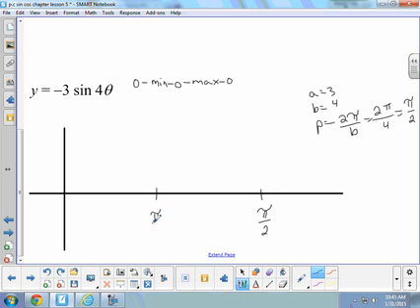Half of that would be pi over 4. Right there would be pi over 8. And 3 pi over 8. And our amplitude is 3. So I'm going to start at 0, min, because of that negative sign, 0, max, 0. Go ahead and sketch that.